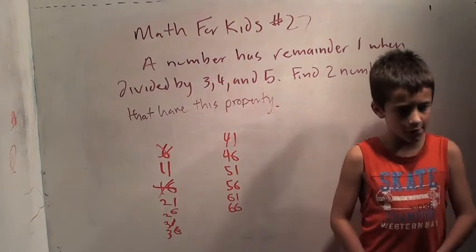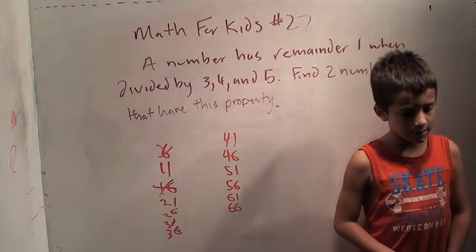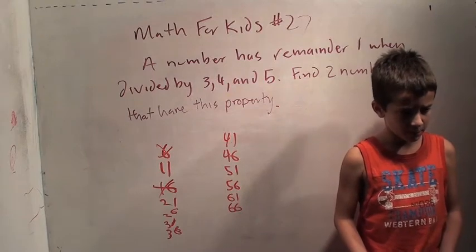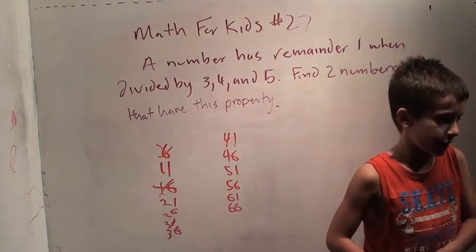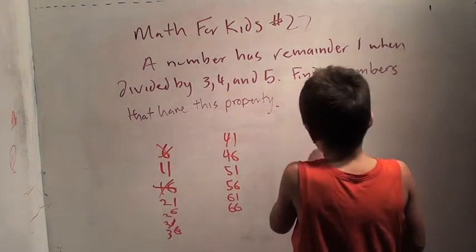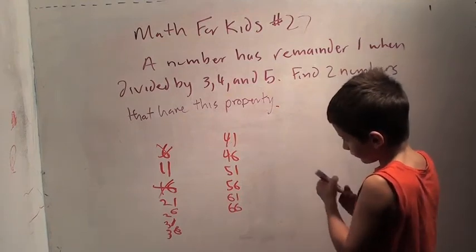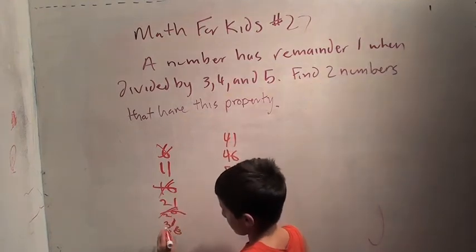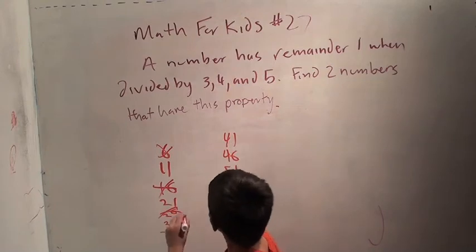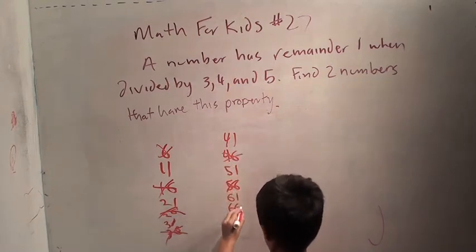You can't get a 4 for a remainder. Why not? Because then it would be a multiple of 4. And what would the remainder be? 0. You can get a 2 or a 0. So that's why you can cross out all the even numbers, because they can't have remainder 1 when divided by 4. 46, 56, and 66.